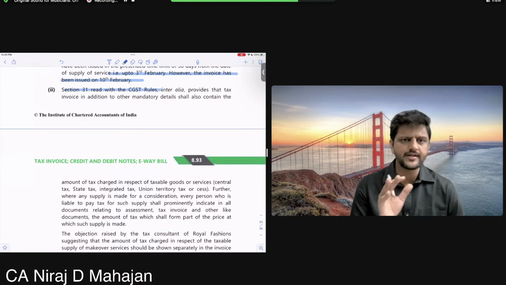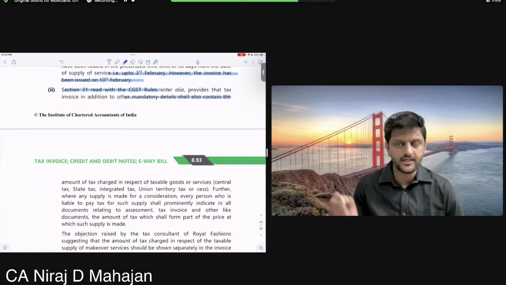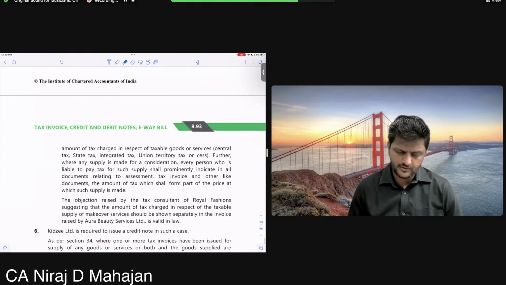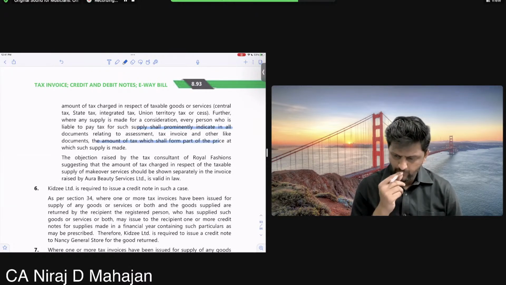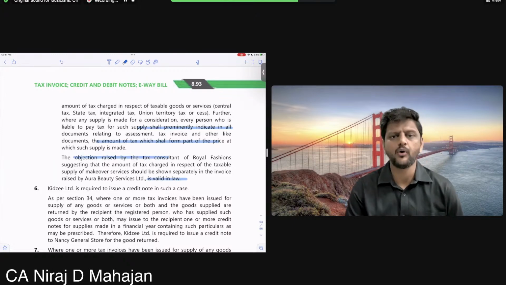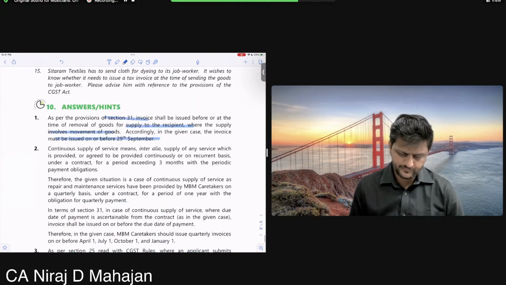If you don't remember the rules, just write Section 31, read with the CGST Rules. Mandatory, you have to just write the list of all the important things for the contents of the invoice. The objection raised is valid, that the amount of tax should be shown separately. All right.